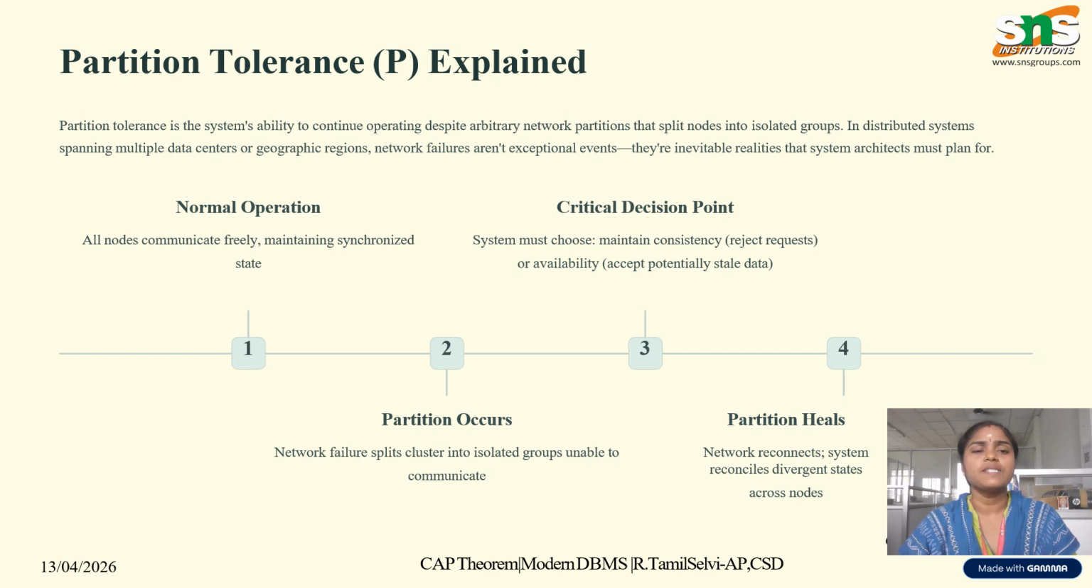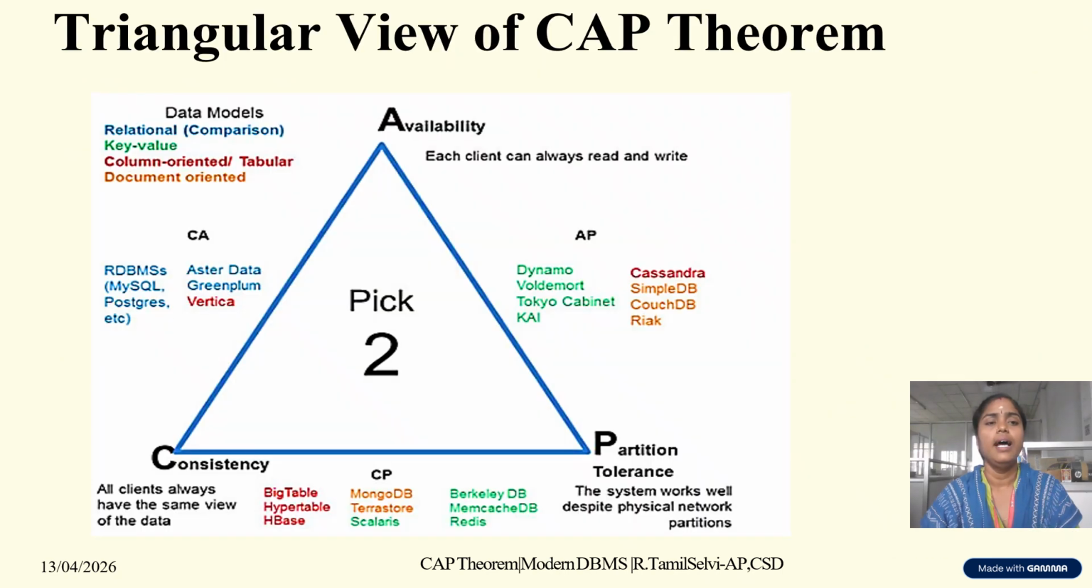The last one is partition tolerance. Partition tolerance means the system continues to function even when network failures occur. Since network issues are unavoidable, this property is essential in distributed systems. The next one is the triangle view of CAP theorem.